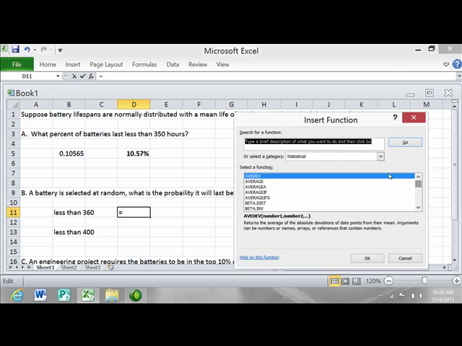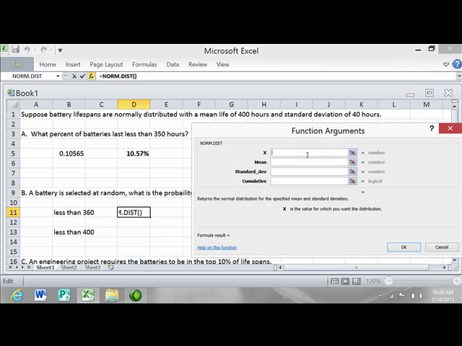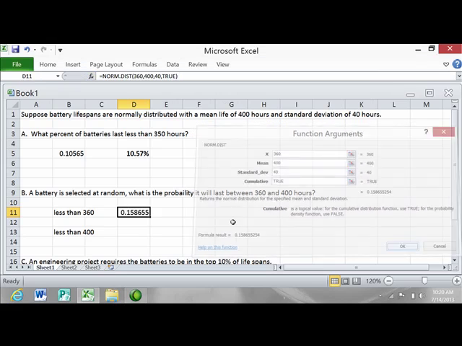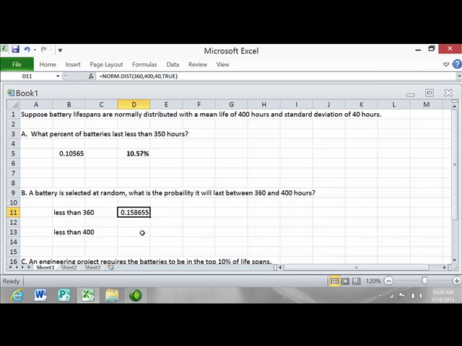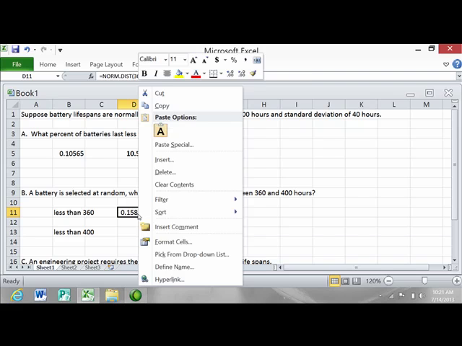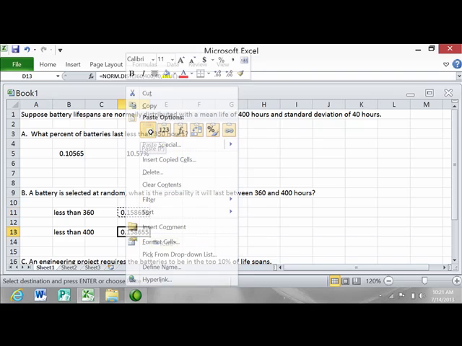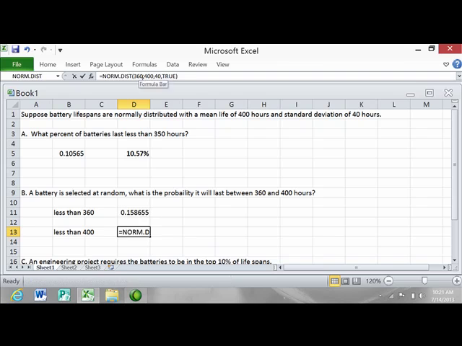So click on FX, statistical, scroll down to normal distribution, click OK, and put in your arguments. We want less than 360. The mean is 400. The standard deviation is 40. And cumulative is true. And that gives us the amount less than 360, which is 0.15865655. Less than 400 should be 50%, right? But just so we emphasize that, I'm going to actually copy this function and paste it into that cell here, so I don't have to look for it. The only thing I have to change up here in the function bar is that value from 360 to 400, and so we see it's 50%.